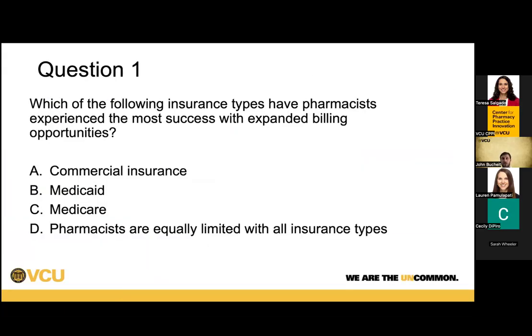So we are going to have some multiple choice questions as we go here. Our first one is, which of the following insurance types have pharmacists experienced the most success with expanding billing opportunities? A, commercial. B, Medicaid. C, Medicare. D, our pharmacists are equally limited with all insurance types. If you want to put your answers in the chat box.